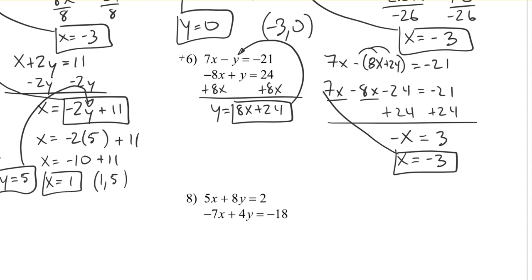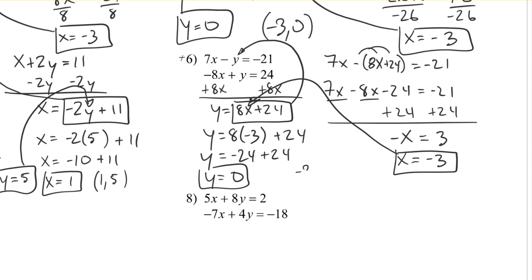And we're going to substitute this in for x right here. So y equals 8 times x plus 24. Substitute in our negative 3. y equals negative 24 plus 24, and so y equals 0. That's fine. The point is negative 3, 0.